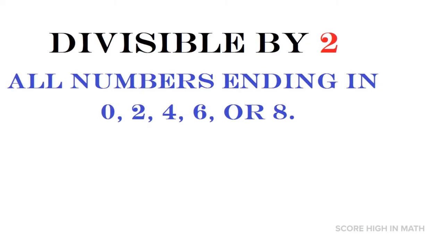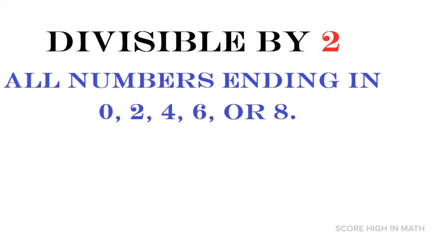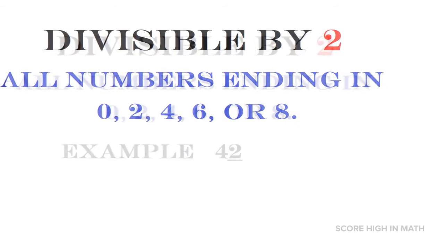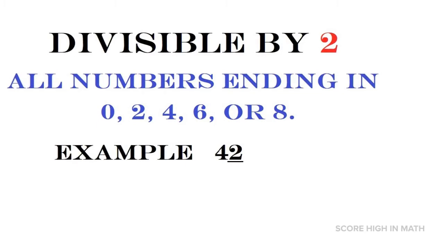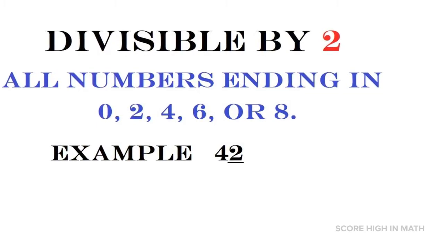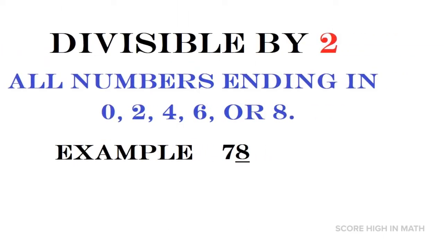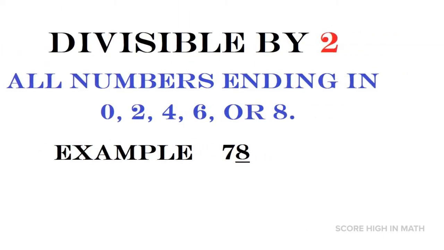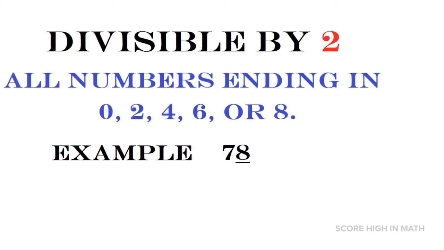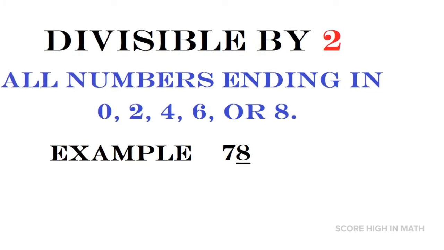All numbers ending in 0, 2, 4, 6, or 8 are divisible by 2. So just remember to skip counting by 2's. For example, the number 42 is divisible by 2 because it ends in 2. 78 is also divisible by 2 because it ends in 8. So, any number ending in 0, 2, 4, 6, and 8 is divisible by 2. Remember that.